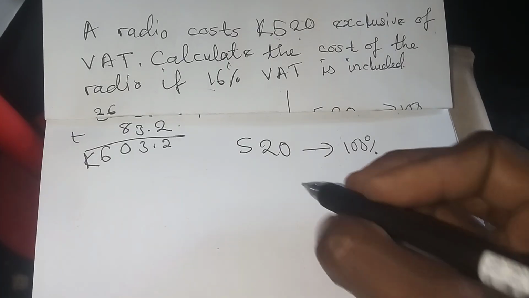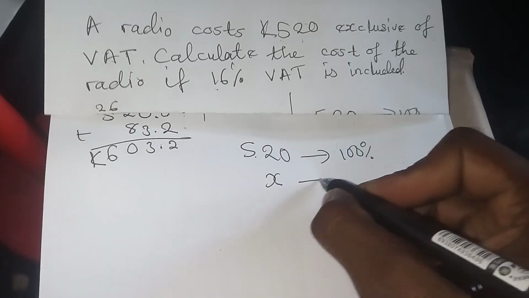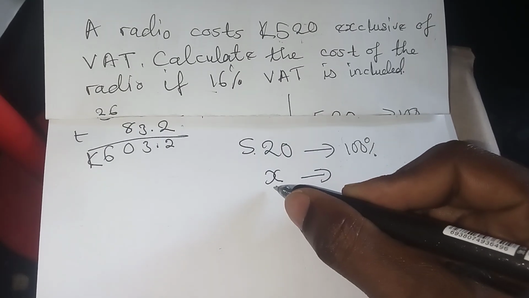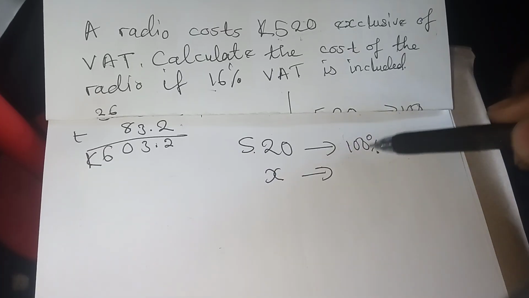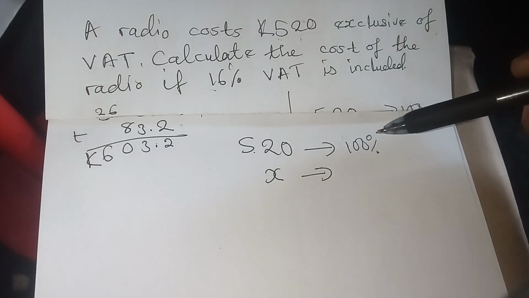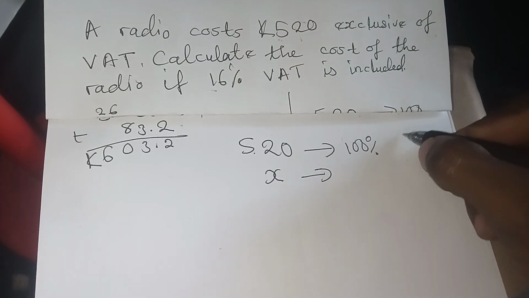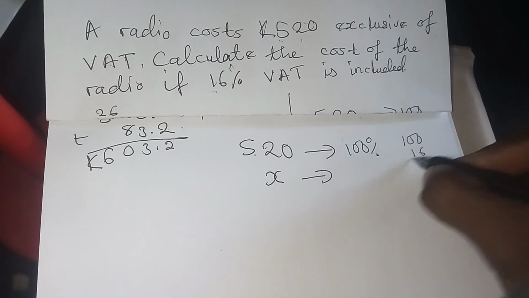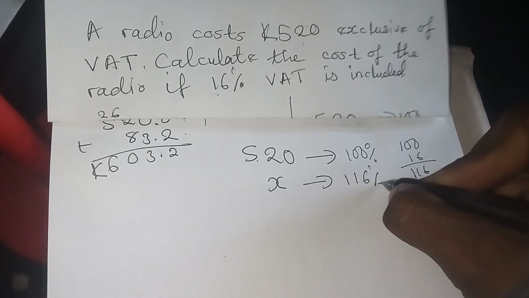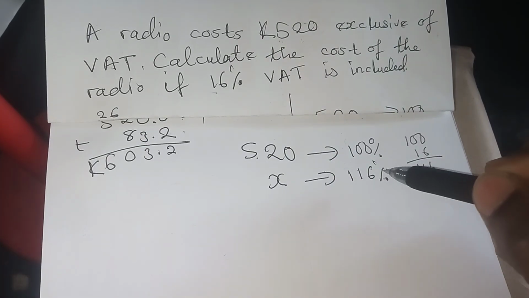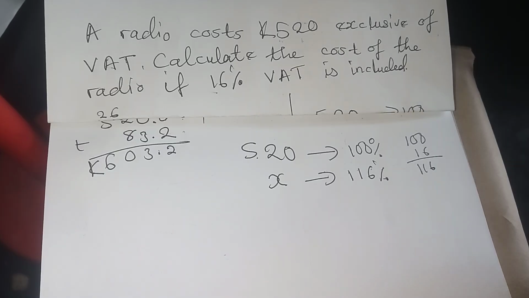And then after you add the VAT to this, you get an X, the amount of money which is unknown. And then the moment you add the VAT to this, it's no longer 100% because something has been added to it, and that something is a 16%. So that means to the 100% you add a 16, so that you have 116%. So this is the new percentage. And then now you can just cross multiply and solve for x.